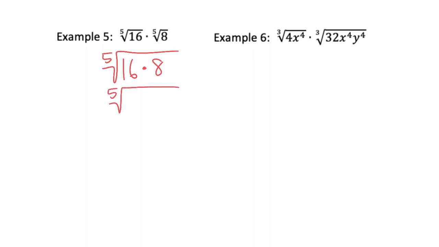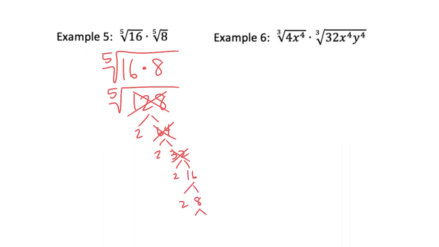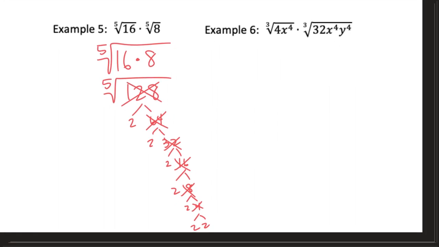So 16 times 8 is 128. So now I'm going to break this down and see, do I have 5 of something? Now, I know this may seem crazy, but I'm going to go by 2s. I'm going to do 2 and 64. 2 and 32. 2 and 16. 2 and 8. 2 and 4. Ooh, we're almost running out of room. 2 and 2. So we broke everything down as much as we possibly could.